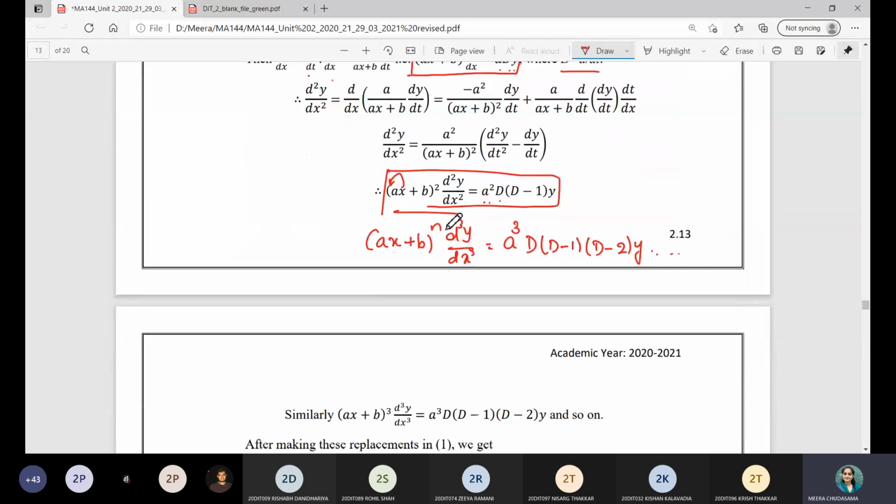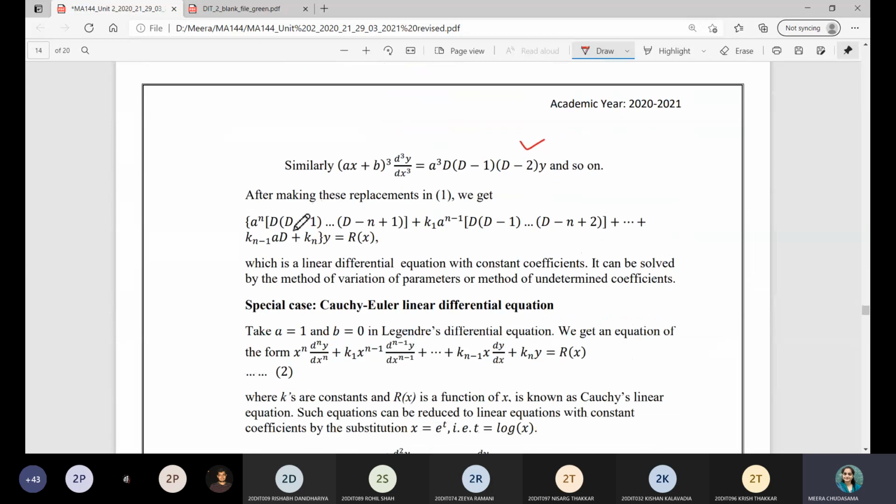All other nth terms are already written over here. So this is the converted differential equation having constant coefficients. Now whether it is homogeneous or non-homogeneous, you can derive the solution of that one.